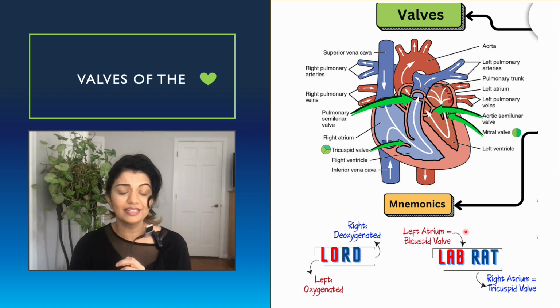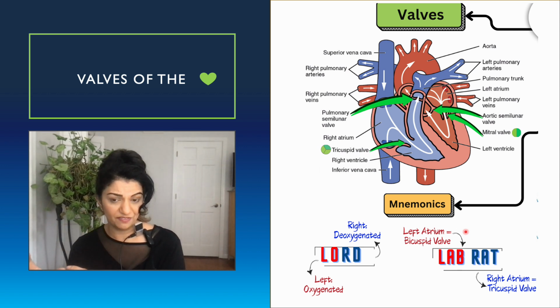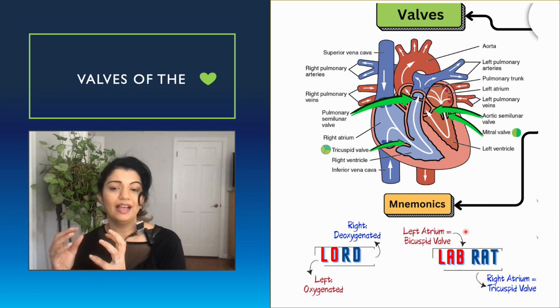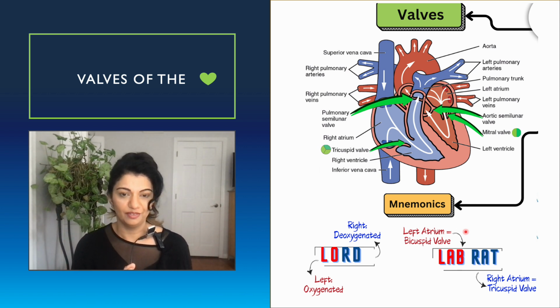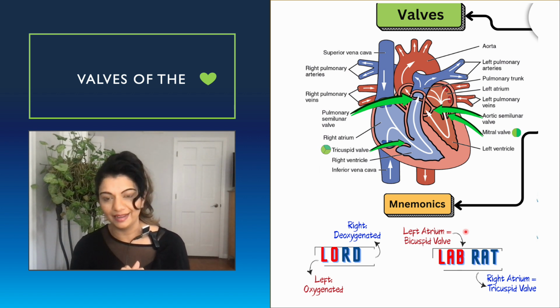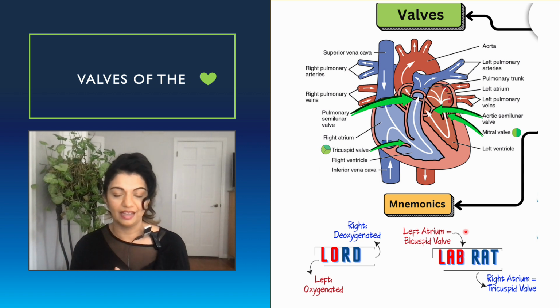The other mnemonic that you want to remember is LAB RAT. Left atrium has the bicuspid valve or mitral valve, and the RAT is for right atrium, which has the tricuspid valve. The other one I've heard people use is, try before you buy, meaning that tricuspid is on the right side and bicuspid is on the left, but whatever works for you.